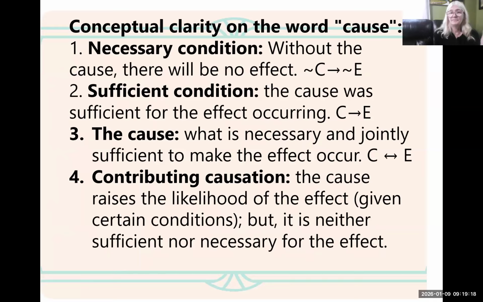Sufficient condition: the cause is enough to create the effect. So if the cause exists, then the effect exists. When we use the word the cause, meaning one and exactly one, this implies that it's both necessary and sufficient to make the effect occur. So if we have the cause, then we have the effect, and if we have the effect, then we have the cause.